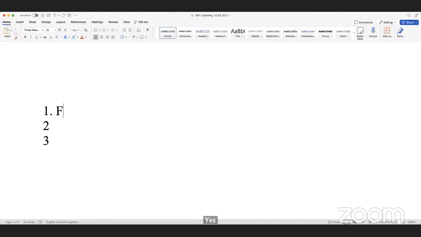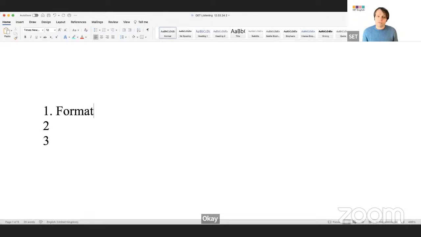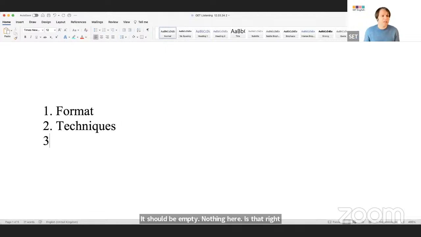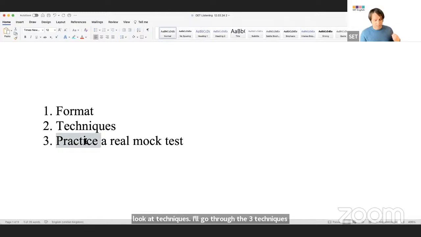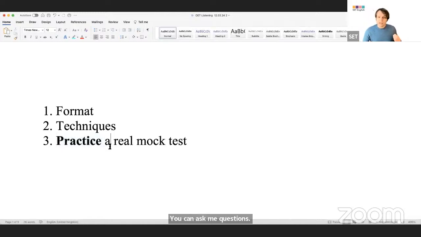So we're going to start off with the format. Very quick review with the format there. Then we're going to look at techniques. I'll go through the three techniques. You can ask me questions. Then we're going to practice a real mock test. This is the usual structure I use. It means that if you're new, you know what's happening. And if you're old, you can still have some practice. Okay, format of the test.